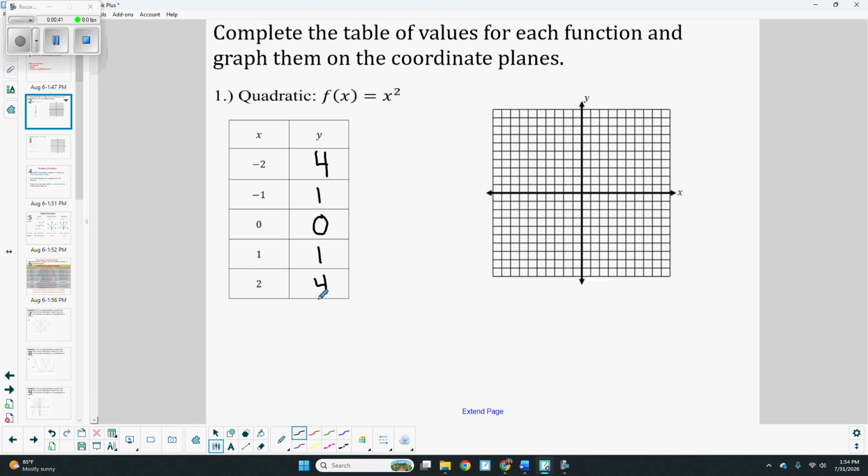So here's our points that we're going to plot. We're going to plot (-2, 4), (-1, 1), (0, 0), (1, 1), and (2, 4). So this is not exactly straight lines. These will look like curves. It's going to look like this. Right, we use arrows to show that it's going to keep going. We just only plotted those 5 points. So this is the graph of the parent function of a quadratic function.